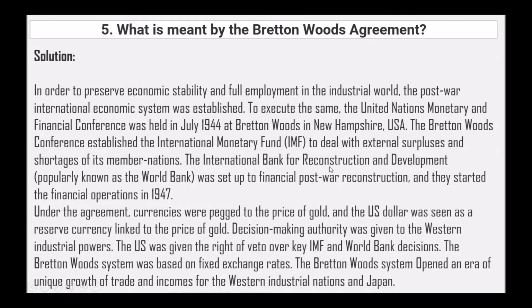The International Bank for Reconstruction and Development, popularly known as the World Bank, was set up to finance post-war reconstruction, and they started financial operations in 1947. Under the agreement, currencies were pegged to the price of gold, and the US dollar was seen as the reserve currency linked to the price of gold. Decision-making authority was given to the Western industrial powers. The US was given the right to veto key IMF and World Bank decisions.